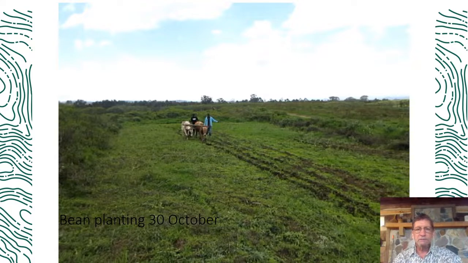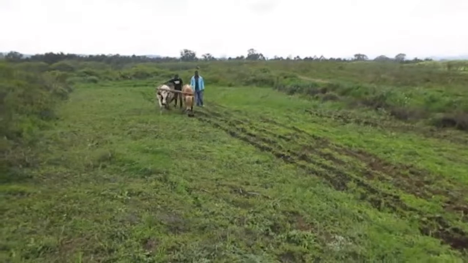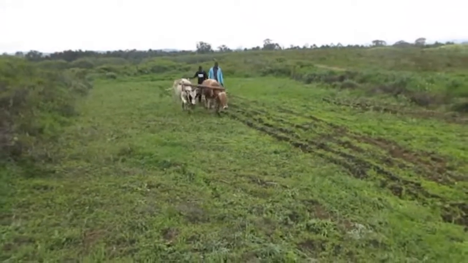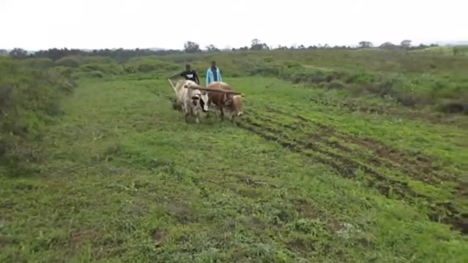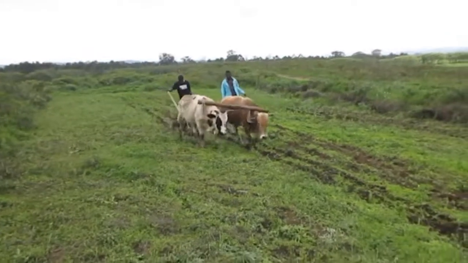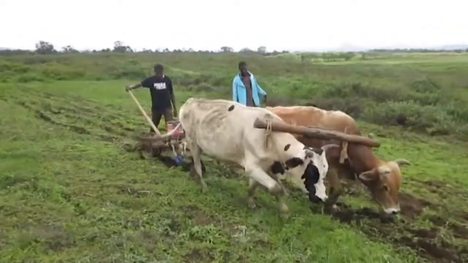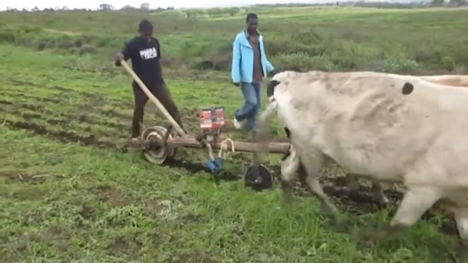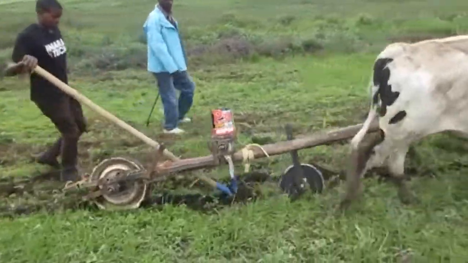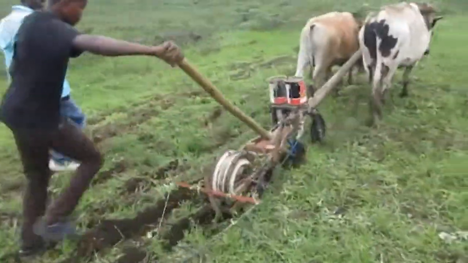This is a field that we planted to beans using that maresha planter. And as you can see, there's no tillage that's been done on this field. It's covered with weeds, and we planted right into those weeds. Following planting, then we applied a herbicide to kill those weeds off. And with one additional weeding with a hoe, we were able to get quite a good bean crop.